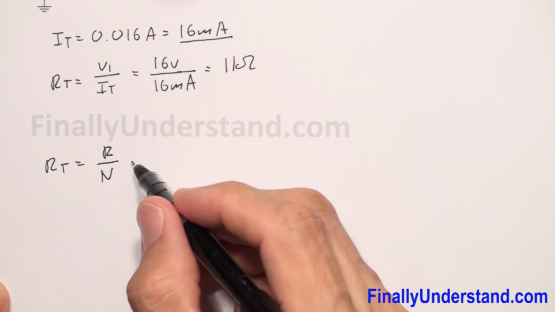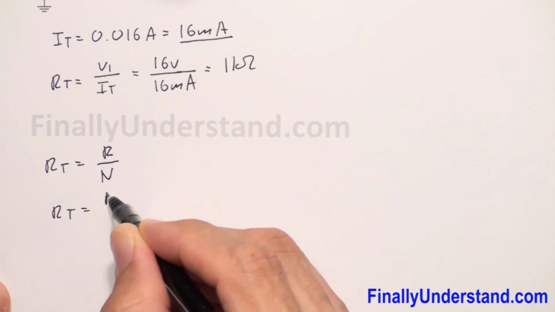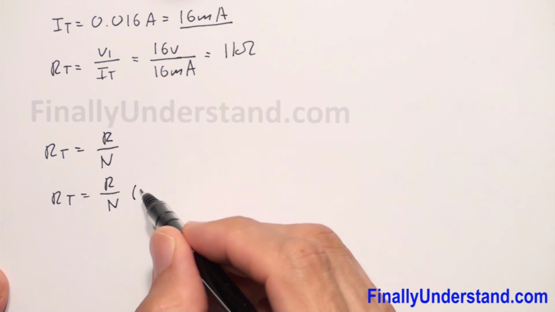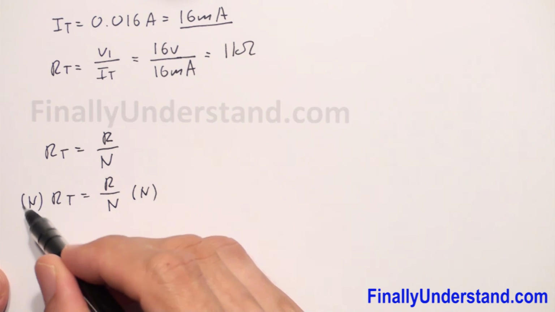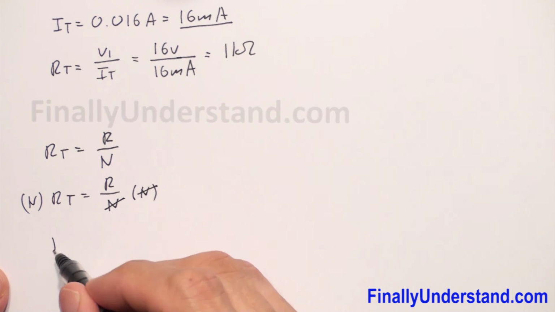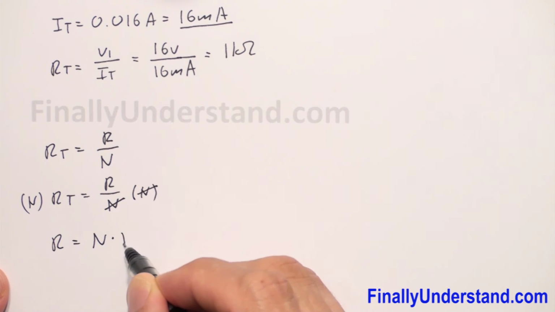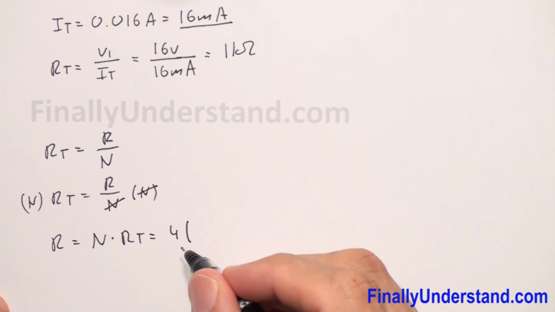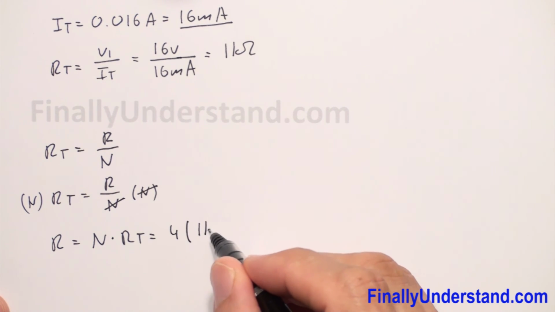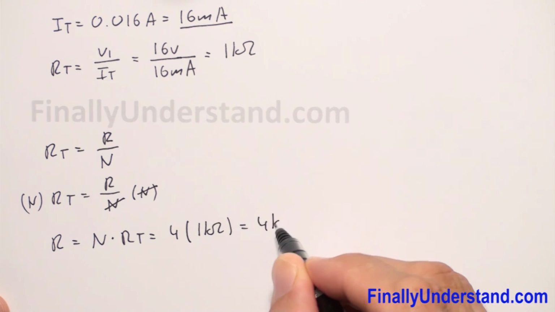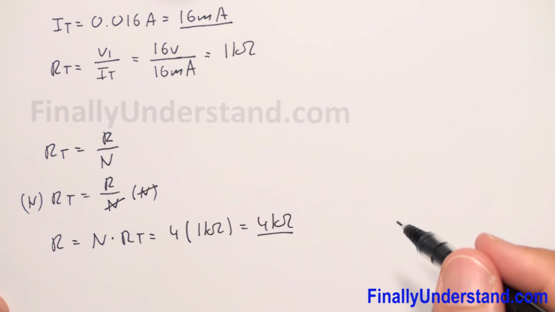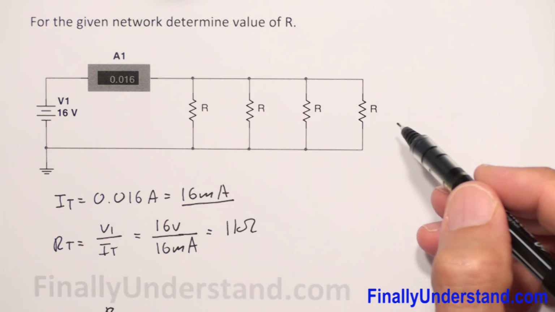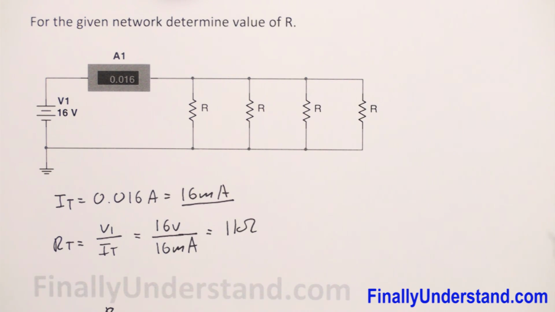In order to find the value of R, let me copy this down, I have to eliminate the fraction. In order to eliminate the fraction, I have to multiply both sides of the equation by N. N and N will cancel out. So R is equal to N times R total, where N is equal to 4, times R total, which is equal to 1 kilo. This is equal to 4 kilo ohms. So the value of each resistor in my circuit is equal to 4 kilo ohms, and this is my solution.